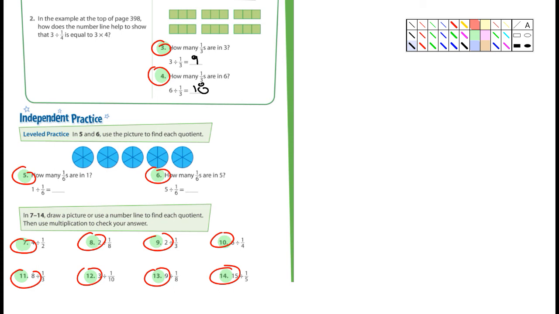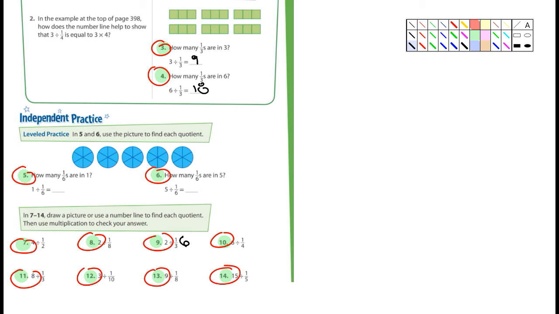How about number 9 down here? 2 divided by, no, that's easy. 2 divided by 1/3, what's that going to be? How many thirds are going to fit into 1, and then how many thirds are going to fit into 2? It's going to be 6.